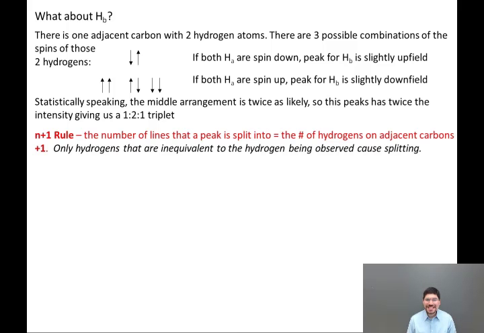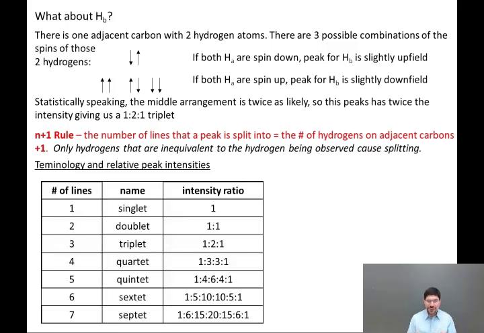Another important piece of the n+1 rule that we're going to consider on the next slide is the statement in italics here that only hydrogens that are inequivalent to the hydrogen being observed cause splitting. And I will get to that shortly. But before I get to that, I want to give you the terminologies and the relative peak intensities, at least through septets. So if you have a single peak, a single line, we call that a singlet, and we say that it has full intensity.